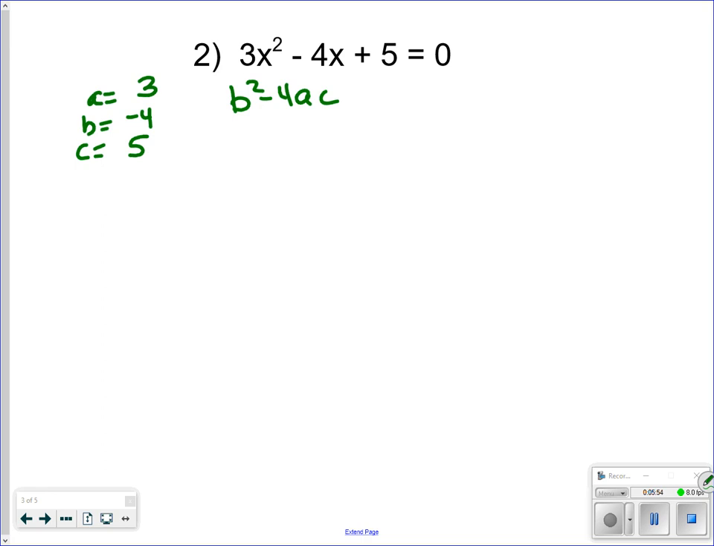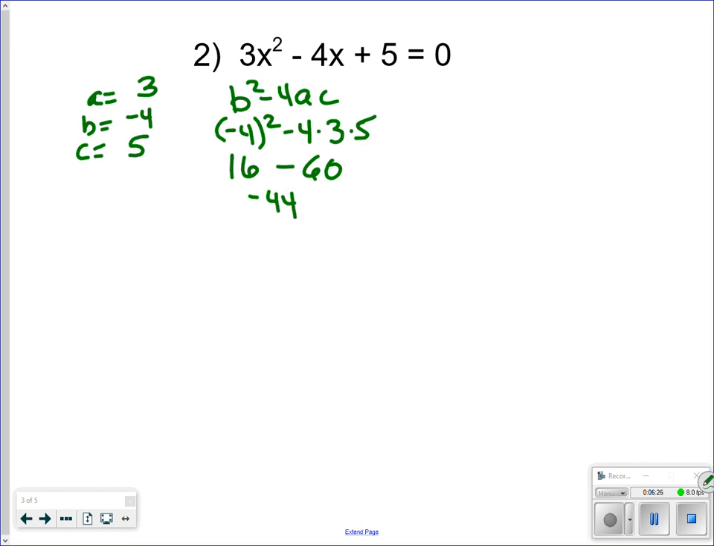B squared. B number is negative 4. Negative 4 squared minus 4 times A number is 3 times C number 5. Negative 4 times negative 4, 16, minus 4 times 3 is 12. 12 times 5, 60. 16 minus 60. Negative 44.